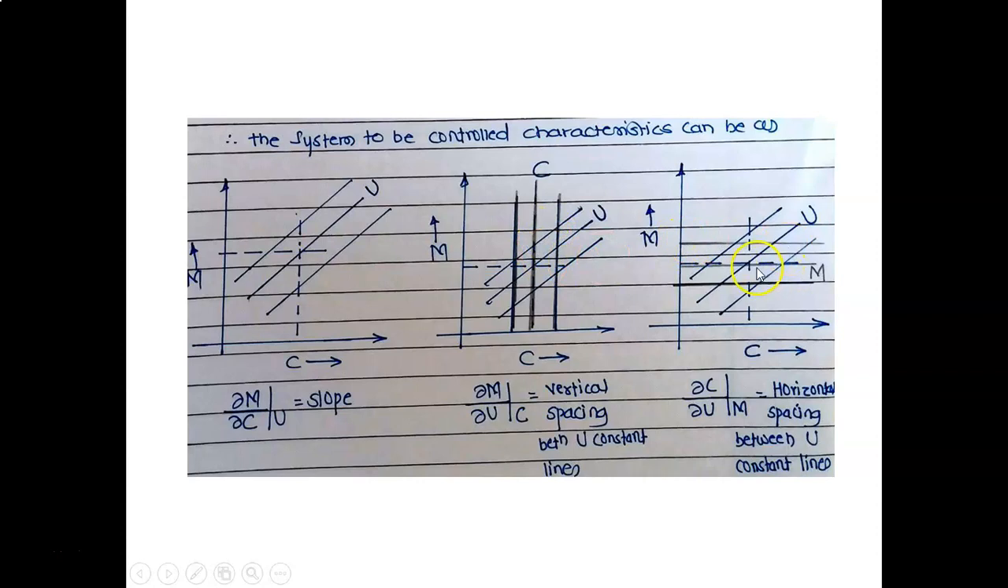Similarly, horizontal spacing means what? ∂c/∂u when m is equal to constant. Horizontal spacing between constant u lines. Horizontal distance between two u lines. These are the u lines.